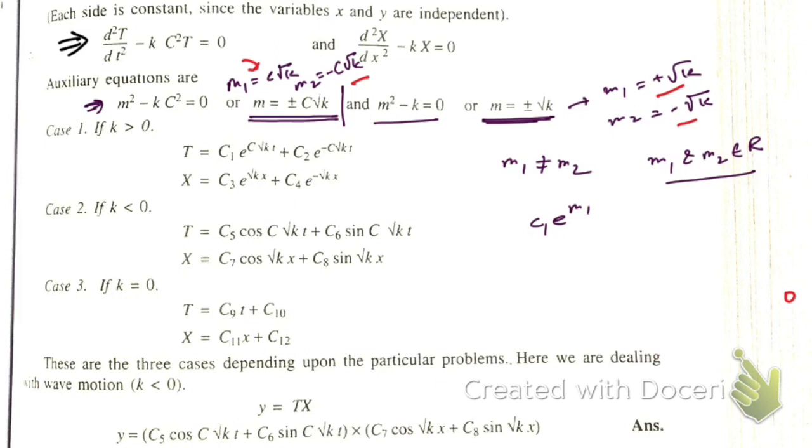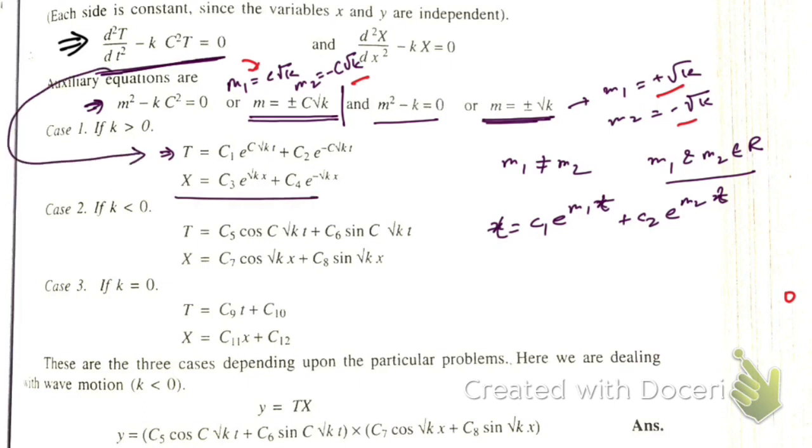If we are doing it for x, then it should be something like this: c2 e to the power m2 x, right? And if it is t, then it should be t, right? That is a very simple thing. So that's why we have taken capital T and capital X here, right? So that's why here we should get T is equal to this one, which comes from this equation. This is the solution of this equation, and this one is the solution of this equation, right?